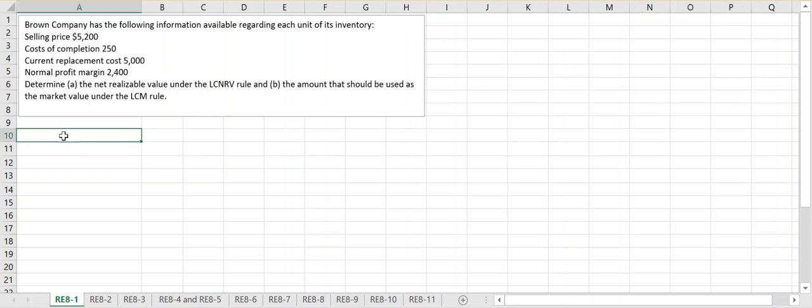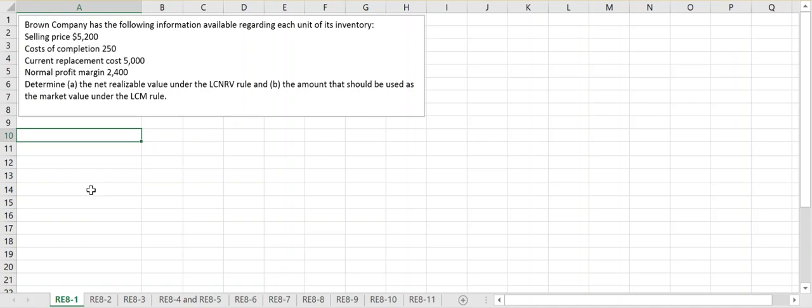In this example video, we're going to look at review exercise 8-1 and look at the difference between the lower of cost or net realizable value rule and the market value under the lower of cost or market rule. So they give us some information. They tell us the Brown Company has the following information available regarding each unit of its inventory. So they give us the selling price, the cost of completion, their current replacement cost, and their normal profit margin.